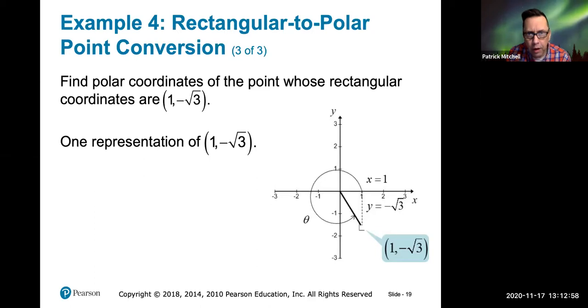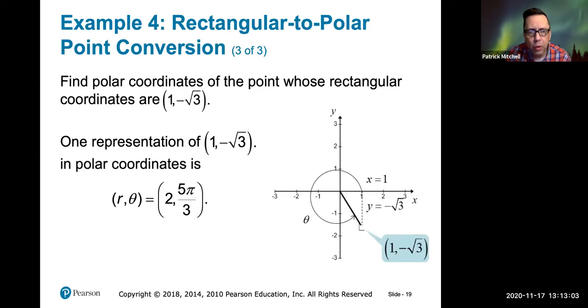All right, so one representation of 1 comma negative root 3 in polar coordinates is 2 comma 5 pi over 3. That would be the only representation where r is positive and theta is between 0 and 2 pi.